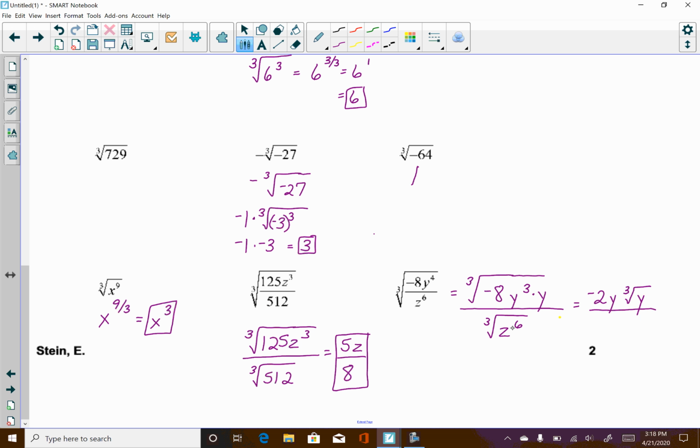And then on the bottom, the cube root of z to the 6 would be z squared, because that would be 6 divided by 3. And that would be your final answer. You have to have that 3 there on the cube root of y, because otherwise it indicates that it's the square root. So you do need that. All right, flip it over then to the next page.